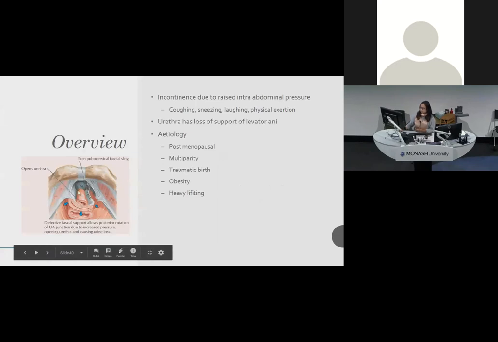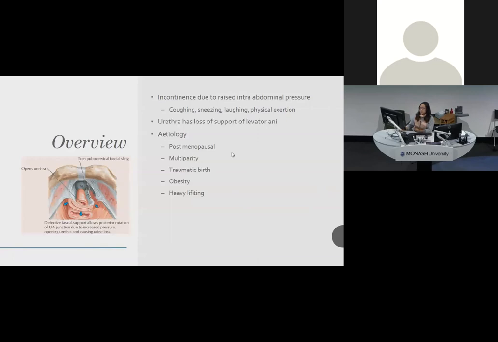Normally the fascia will close and push down when you have raised intra-abdominal pressure. When they have incontinence, the pressure isn't enough and the urethra slides to the side and remains open. And that's done by levator ani mainly.